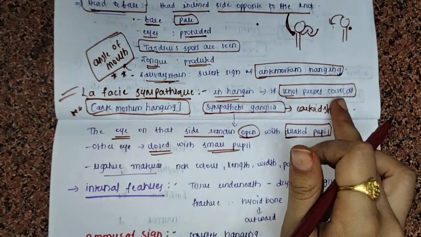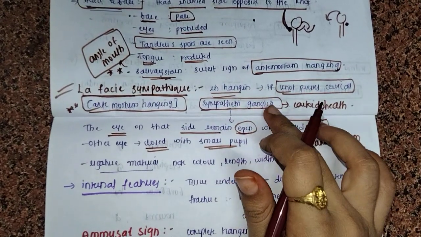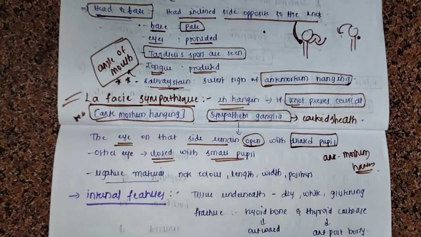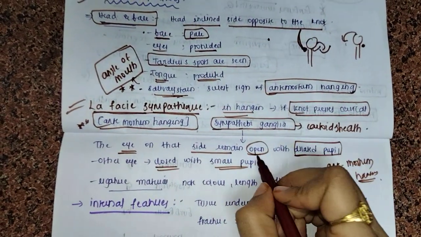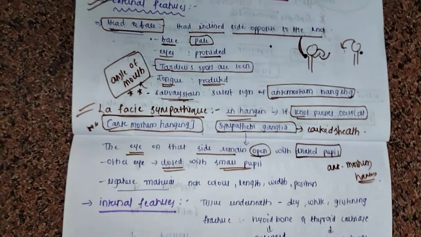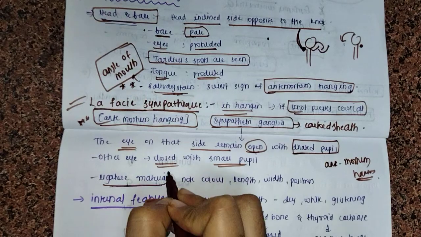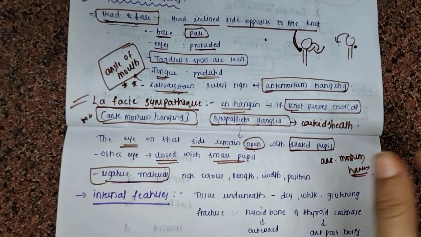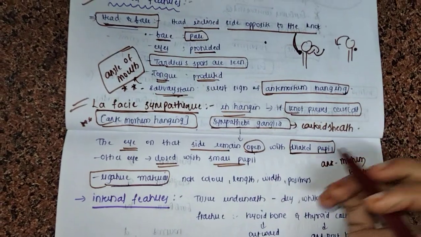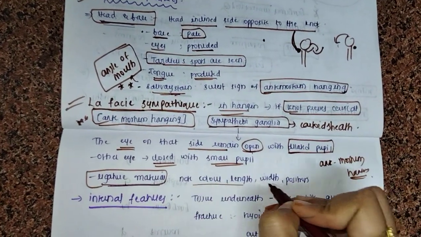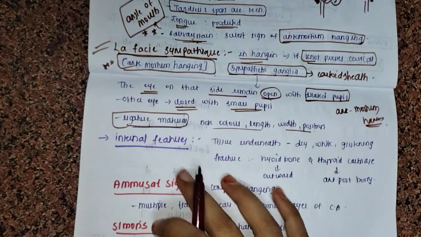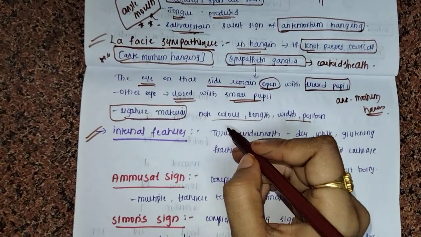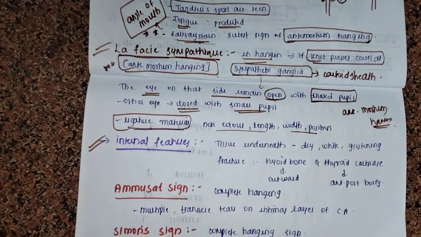Because of the compression of the cervical sympathetic ganglia, the side where the compression occurs will remain open with a dilated pupil. Now ligature material, we need to note the ligature material: what color, what type, width, length, position, all we need to note.